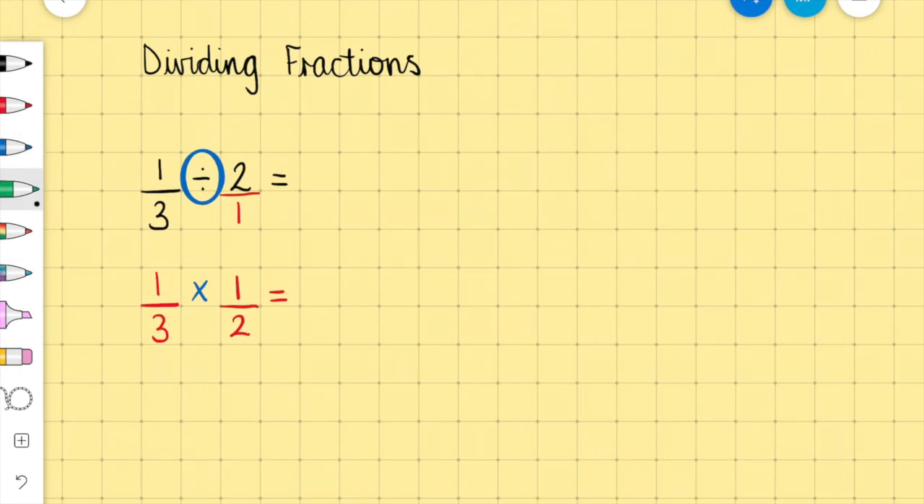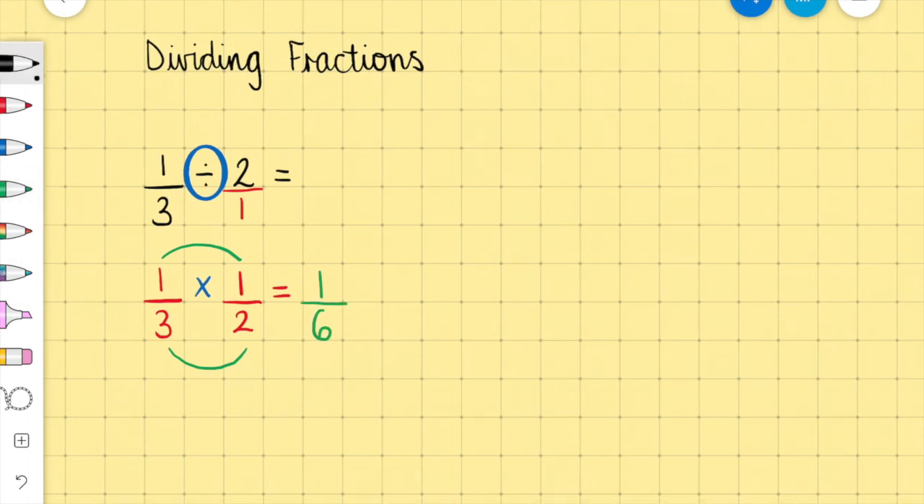The last thing that we have to do is multiply these two fractions together. We do that by multiplying the two numerators together: 1 times 1 gives us 1, and we multiply the two denominators together: 3 times 2 gives us 6. And that's all there is to dividing fractions. So 1/3 divided by 2 is equal to 1/6.